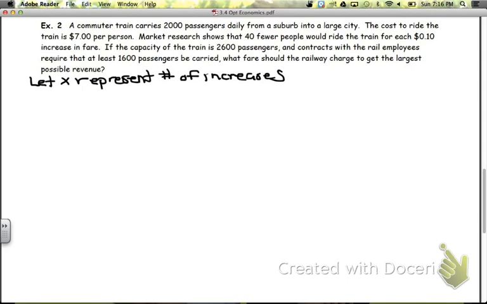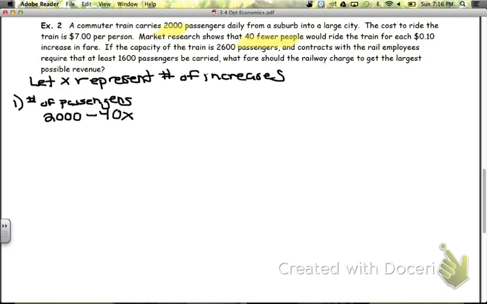So with that, the first step here is to set up. So talking about the number of passengers, what we notice here is that we have 2,000 passengers to begin with. And what it's saying here is that 40 fewer people would ride the train if we increase the price. So the number of passengers is just going to be 2,000 minus 40x.